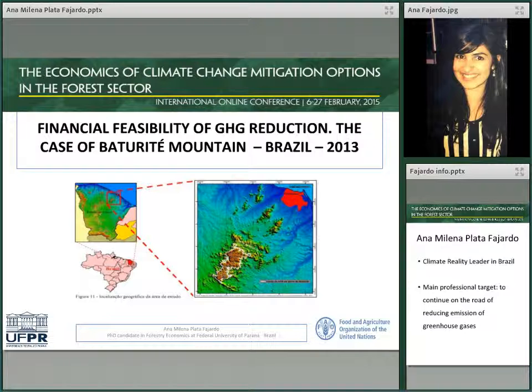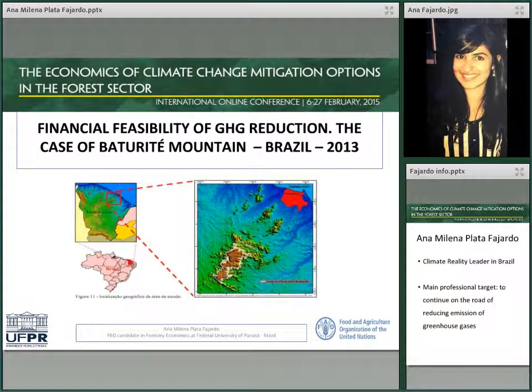Thank you for coming to my talk today. Today, I'm going to talk about the financial feasibility of GHG reduction, the case of Baturité mountain located in Ceará state of Brazil. Baturité is an important site for mitigation of global warming through carbon sequestration.